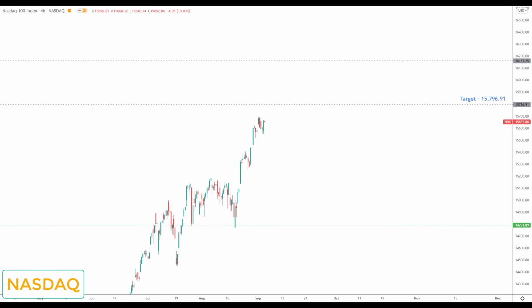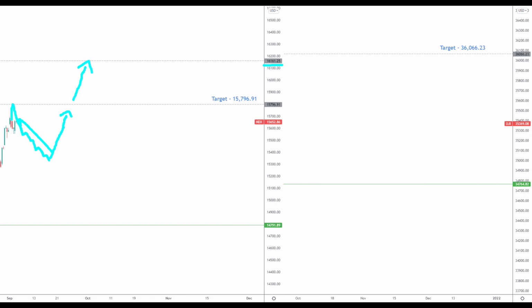Next is the Nasdaq. Now, I've been bullish on the Nasdaq, and we came very close to the target set in the Nasdaq. And I'd like to see one of two things going into next week. If we start to pull back, any pullback in this market will be viewed as an opportunity to look for bullish reversals up towards the target set in the Nasdaq at the 15796.91. Or if we take out this target first and then pull back, we're going to be looking up towards target two at the 16161.25.